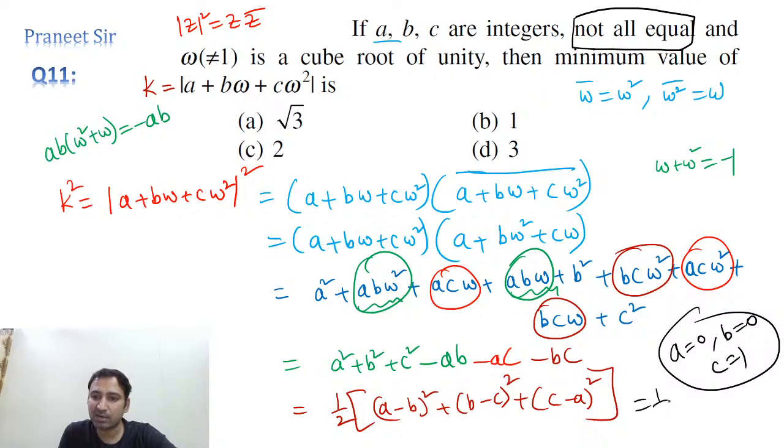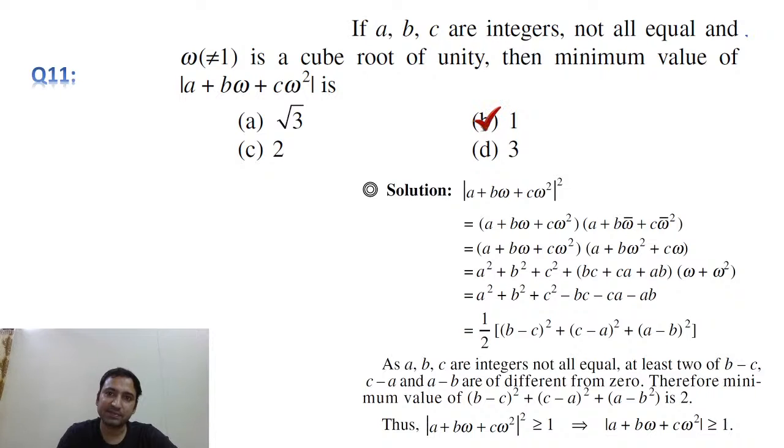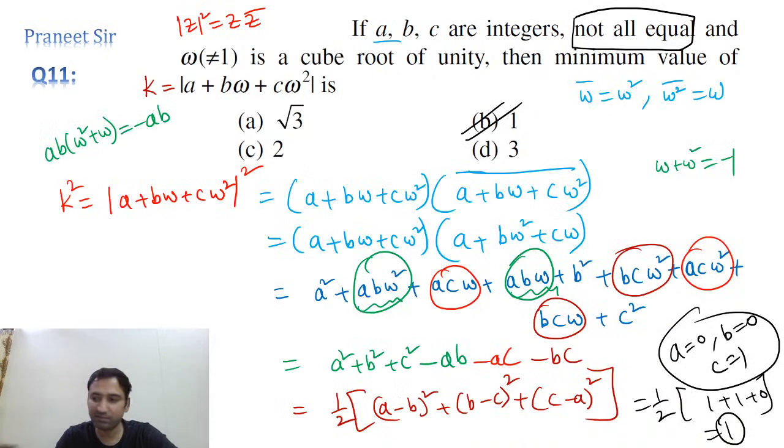What is that? We get 1 by 2 into 1 plus 0 plus 1, which is equal to 1 guys. Minimum value is going to be 1. So option B is correct. Correct now? Yes, we are getting option B is correct guys. Perfect. Everyone understood this? Right, perfect guys.